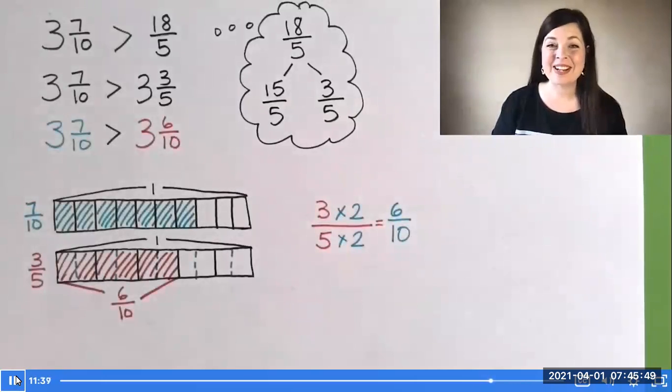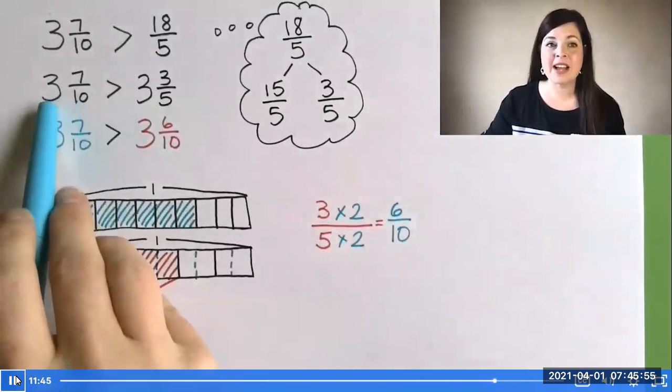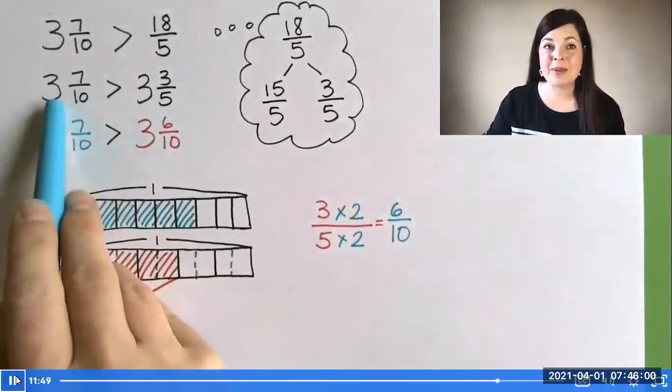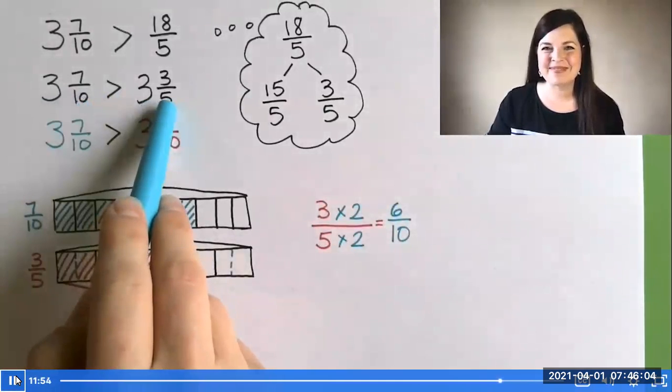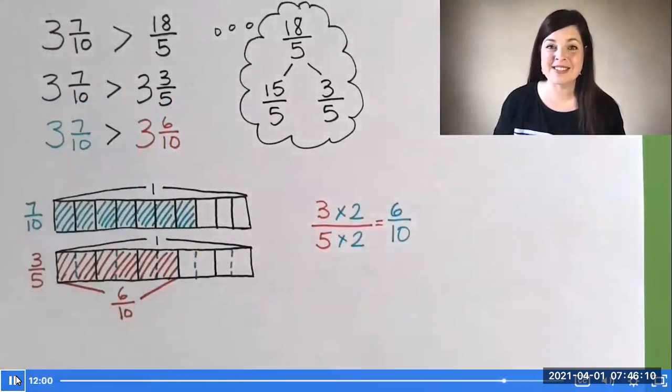Welcome back. How'd you do? Hopefully you noticed when you were comparing that the two mixed numbers have the same whole number. They both have 3 ones. So we could compare them based on the fractional parts, 7/10 and 3/5. Here are two different ways that you may have created common denominators so that you could compare the fractions. Does one of them look similar to how you thought about it?